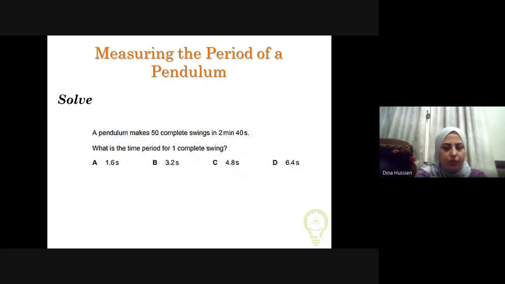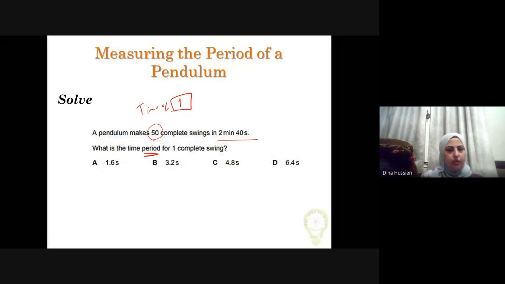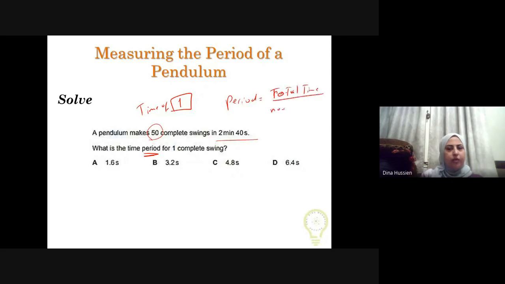طيب خلينا start solving this together. ركزوا معايا please. طيب احنا قلنا إيه؟ we mentioned that البيريود يعني إيه؟ البيريود أنا عايزه التايم بتاع 1, just one, time of 1. هنا بيقول لي we have 50 oscillations. The time of 50 is 2 minutes and 40 seconds. So in order to get the time of 1, the period, I simply need to divide the total time by the number of oscillations.